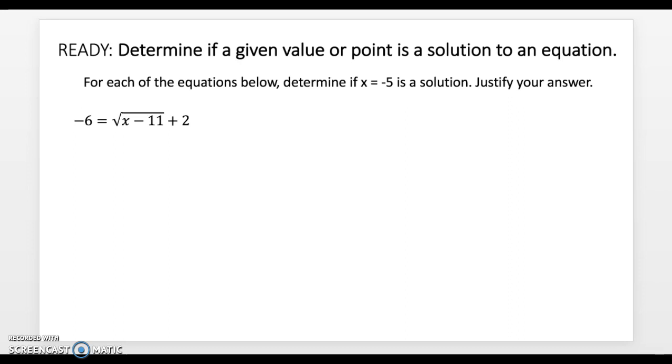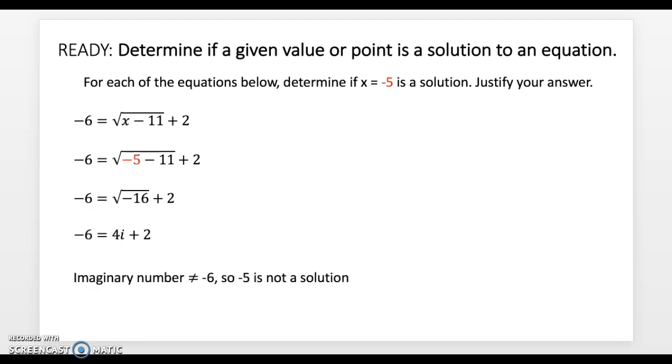So every time we see an x, plug in -5. If we do that, it looks like this, where you can see -5 has replaced the x. Then you simplify it and you get -6 equals the square root of -16 plus 2. Well, the square root of -16 is an imaginary number. That gives us 4i plus 2. So we can't say that 4i plus 2 is the same as -6. So therefore, -5 is not a solution.